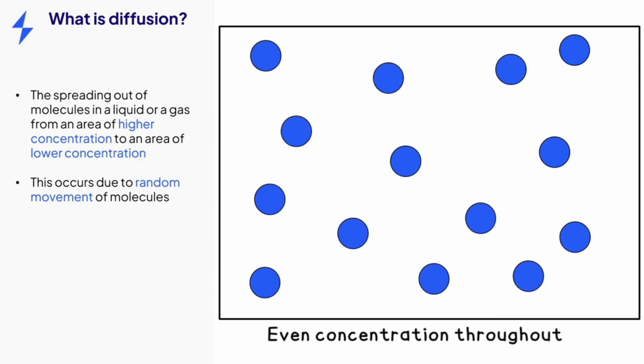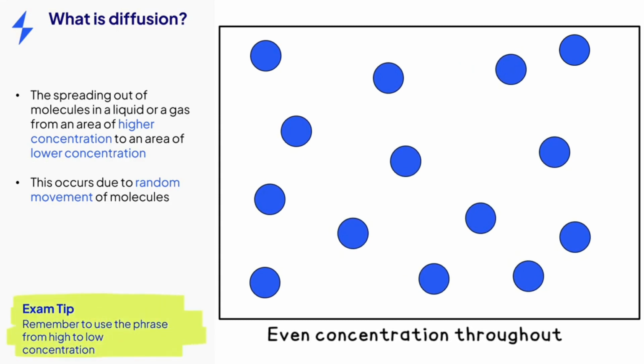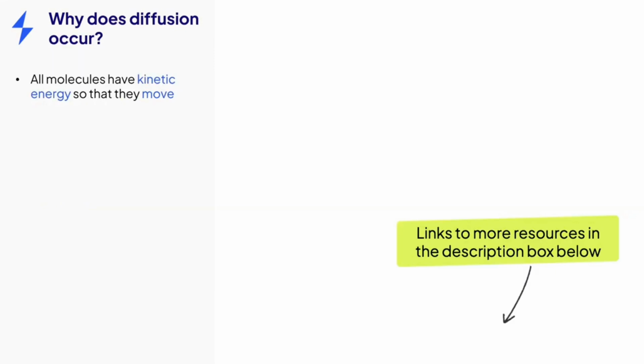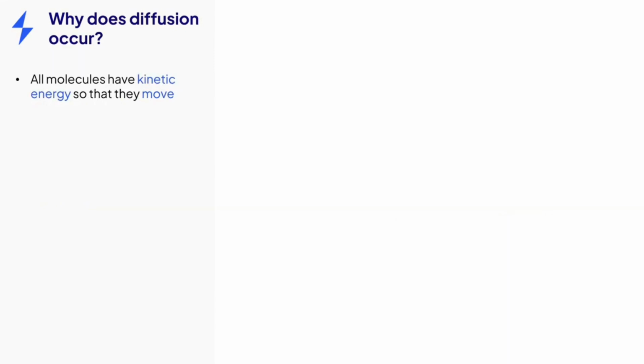Do remember that when describing diffusion, you should always state that molecules move from an area of higher concentration to an area of lower concentration. Diffusion happens because molecules have kinetic energy, meaning that they move around. This movement of molecules is random.